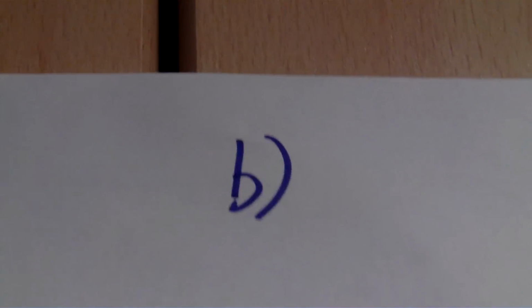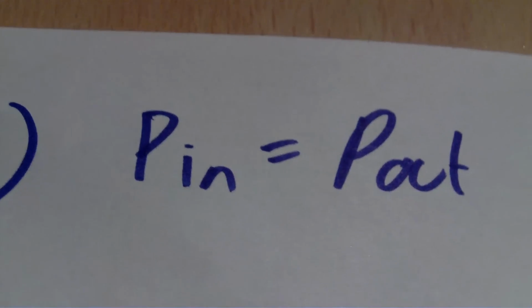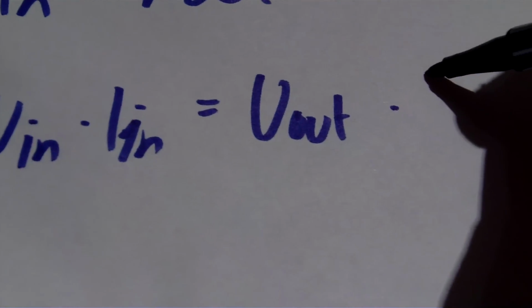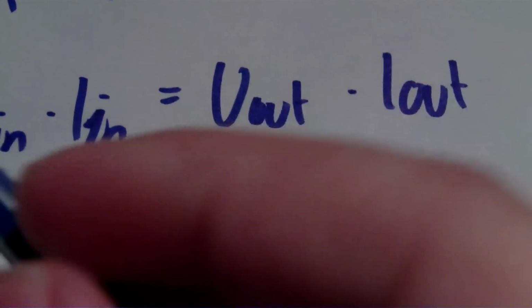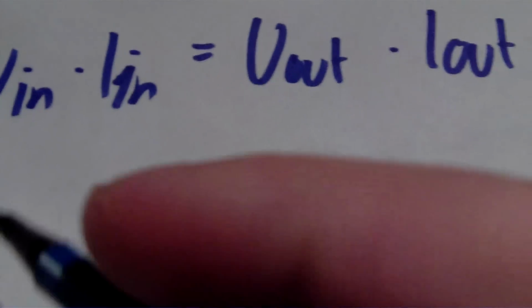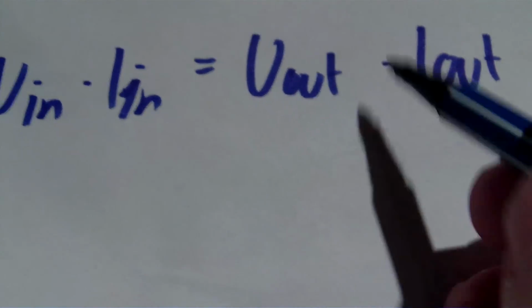Okay, for B, we can use an equation like that, or we can use the power, because there's the power equation in the transformer. It's easy as that. And this one: u in times I in equals u out times I out. So voltage times current is power. So we can transform this again.